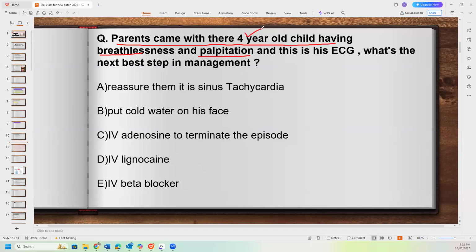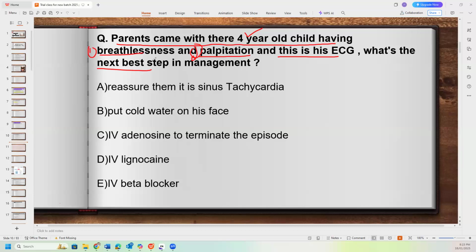Let's focus on the next question. There is a 4-year-old child who is brought to the emergency department by his parents. He is breathless and he's complaining of palpitation. We did an ECG. What is your next best step? Just give me 1 second, Dr. Sapphire. I'll share the ECG with you guys.